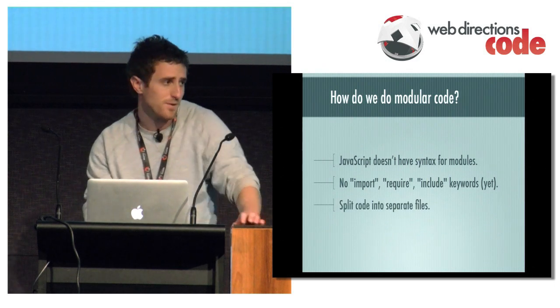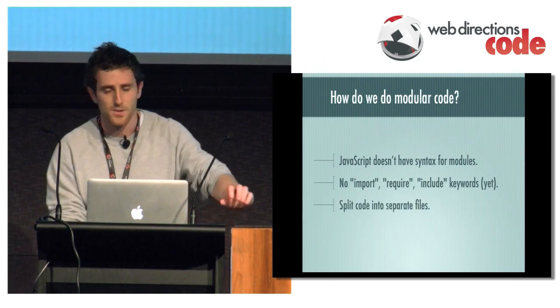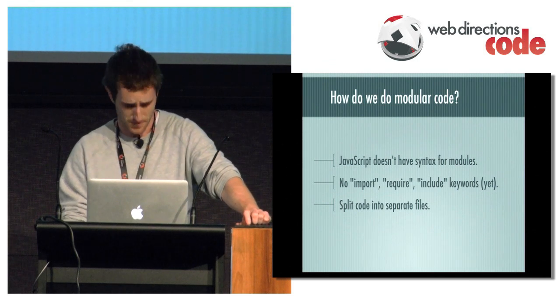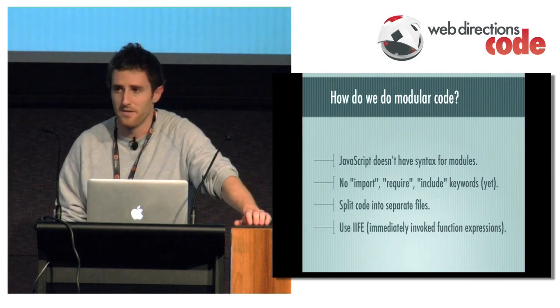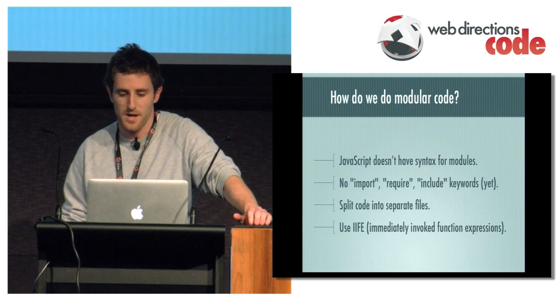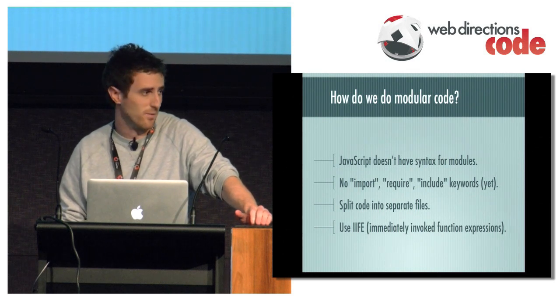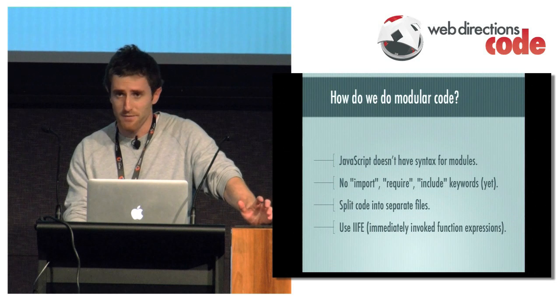So as Mark alluded to with these IIFEs, that's what we're doing. We're splitting up code into files. We're using a function wrapper around it. We're doing some stuff privately scoped, and then we're exporting something to the global variable. And it's kind of a good approach.